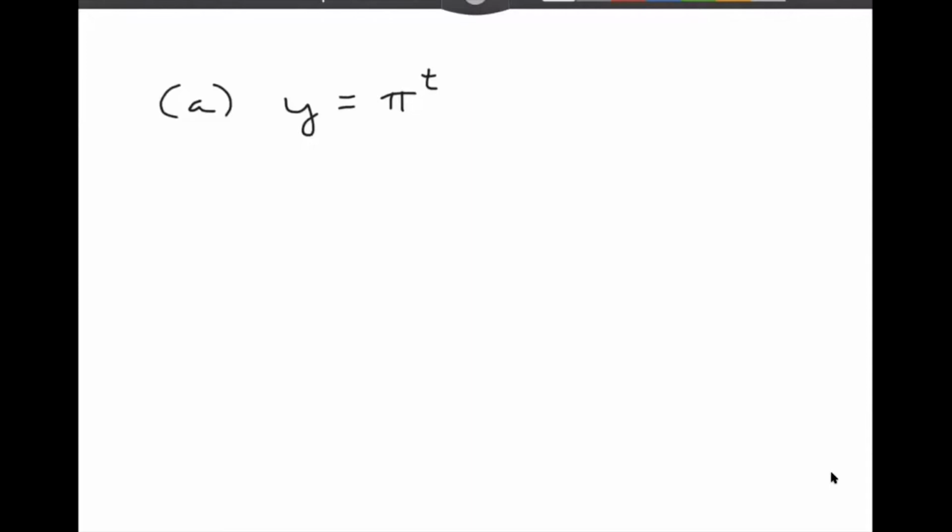Starting with y equals pi to the power t. Notice that this is an exponential function. The variable is in the exponent. So we're going to use the formula that we were just looking at for the derivative of a general exponential function. This would be dy dt is equal to pi to the t times natural log pi. And that's it.